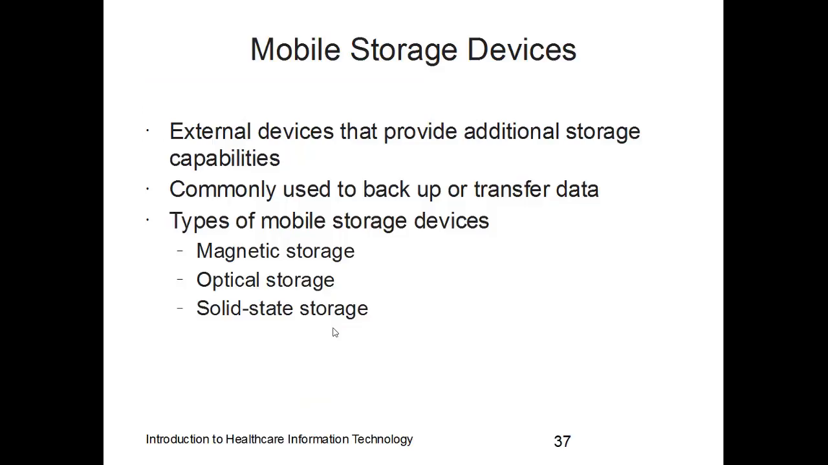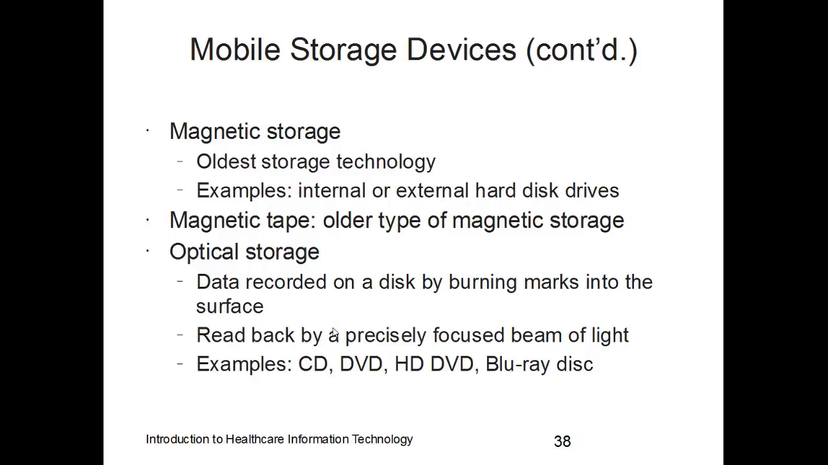All right, now we'll talk about mobile storage devices. These are external devices that provide additional storage capabilities. They're commonly used to back up or transfer data. And some types of mobile storage devices include magnetic storage, optical storage, or solid-state storage. Regarding magnetic storage, this is the oldest type of storage technology. And some examples of this could be either an external or internal hard disk drive. You can also use a magnetic tape as a storage device.